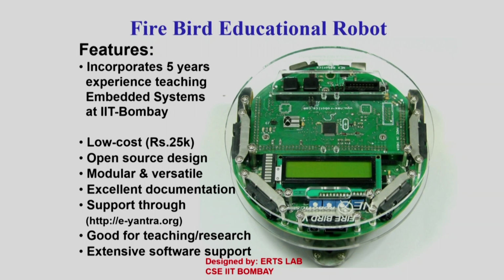We have an eYantra robot which costs about 25,000 rupees, which incorporates 5 years of our experience of teaching. It's got various sensors, like for instance the proximity sensors here, which can sense up to 1.5 meters with millimeter accuracy. It has a white line sensor at the bottom. It can take various processors like Atmega 2560, ARM7 and so on, and 8051 also. And more important than all this is that it's got a lot of extensive software support.